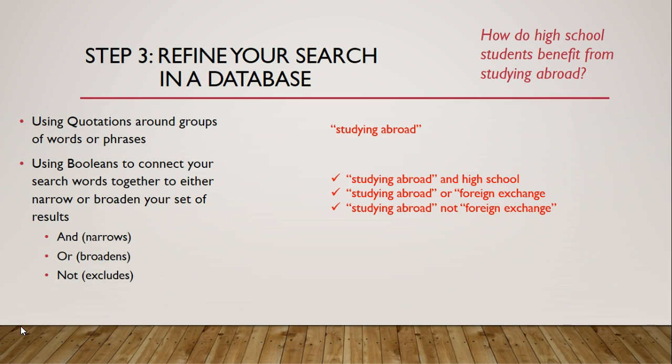If we use not, that's going to exclude a couple of words. So studying abroad, not foreign exchange. So if foreign exchange comes up in that search, it's not going to list those resources. It's only going to stick to studying abroad.